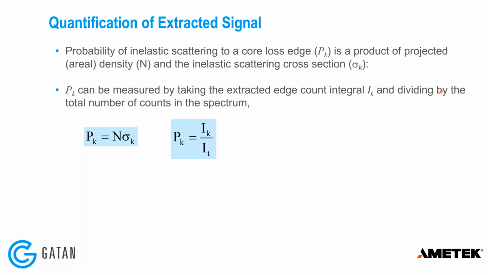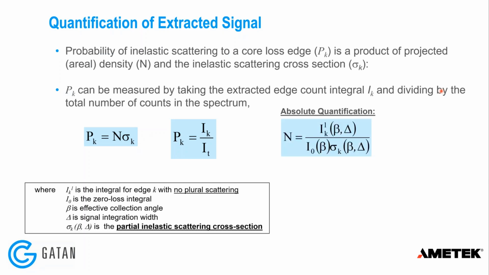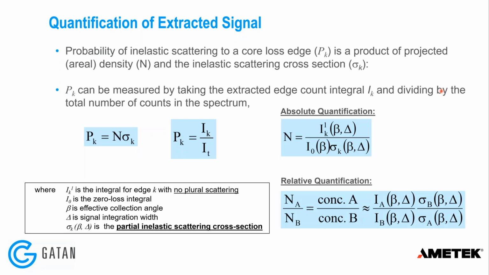So we end up with two fairly simple equations. If we equate these two, we end up with something where we can do quantification in terms of something that we can measure in experiments. Two intensities and the scattering cross-section give us our areal density. This is our absolute quantification equation. We can also do relative quantification, concentration of A relative to concentration of B. This is essentially the same equation, just flipped over, one divided by the other, so the zero loss integrals cancel here.